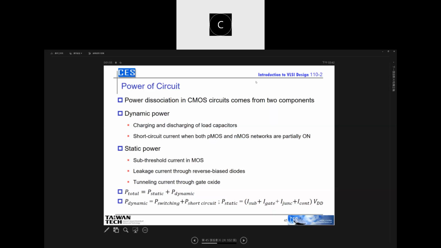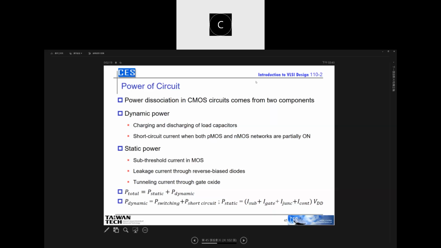So in this part of this chapter, we will give you a basic idea of how the power is consumed in the circuit, or what kinds of approaches we might be able to use to reduce the power consumption of the circuit. That will be the main purpose of the second part.